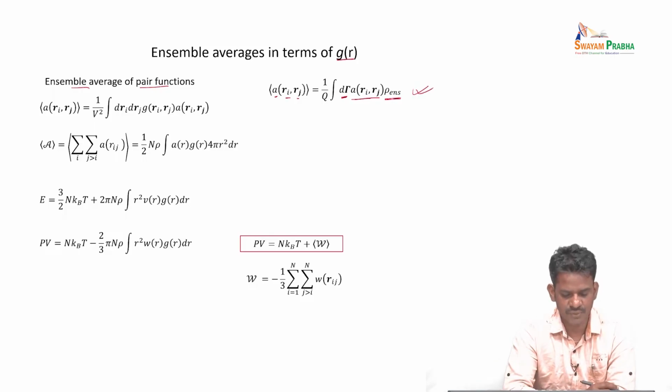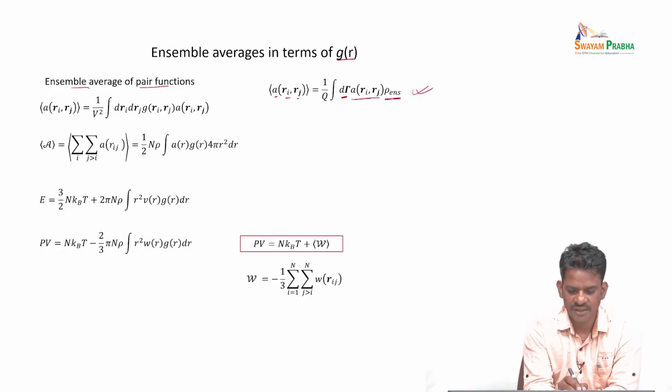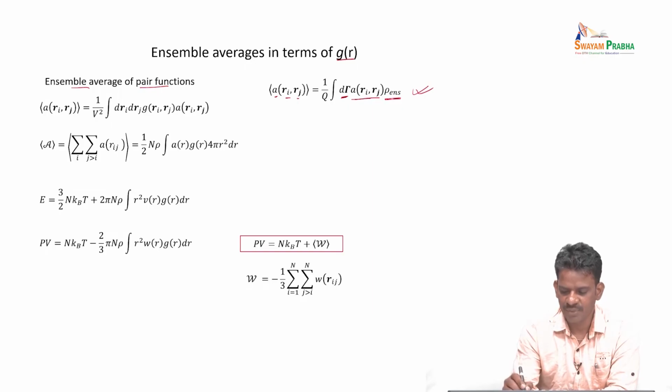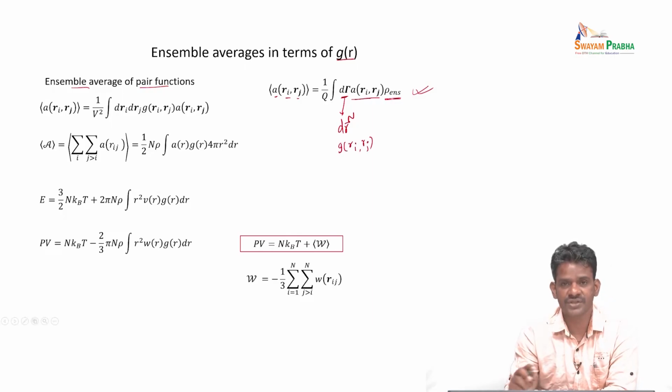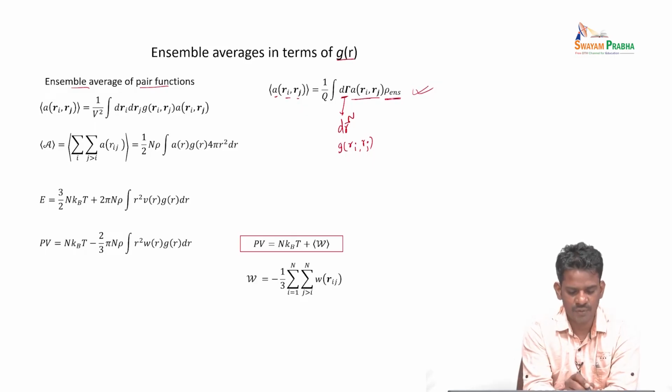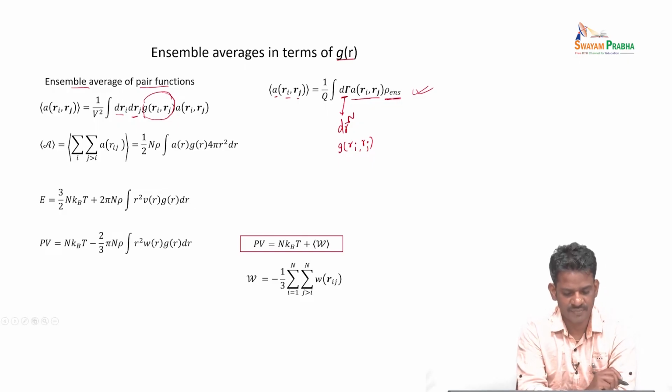Now what we are trying to do is write the same thing, but instead of doing the integral over all the n particles, so this dr basically means integral over all the n particle configuration space, we now know g of r gives the distribution function for ri and rj, the two particle distribution function. Then you basically integrate only over dri and drj, and this function will take care of the rest of the n minus 2 particle integration.